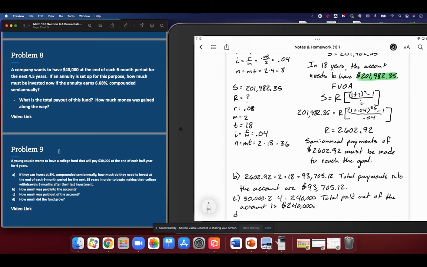So for Part D, the fund grew about, we went from 94,000 basically to 240,000, which is about $146,000. So again, these people made $146,000 for doing nothing, which is pretty incredible.